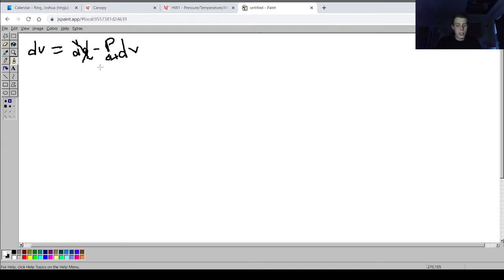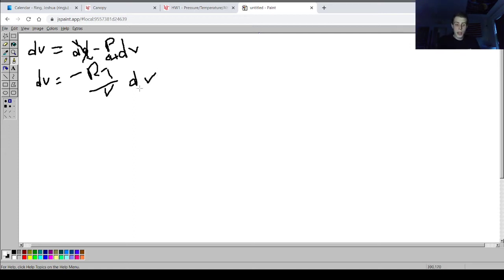And the first thing that we are going to do is replace the pressure, since it is an ideal gas, with RT over V. So doing that, it'll look like this. We'll have du, which again is the change in internal energy, is equal to negative RT over V times dV.